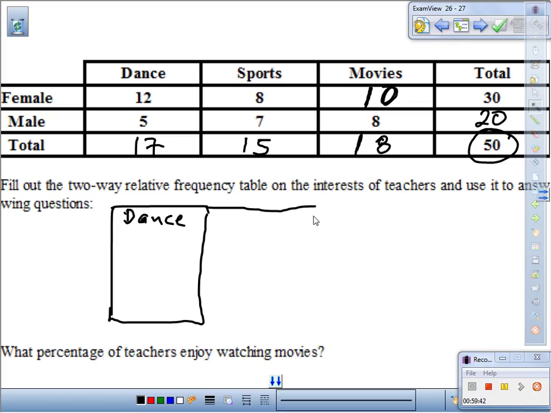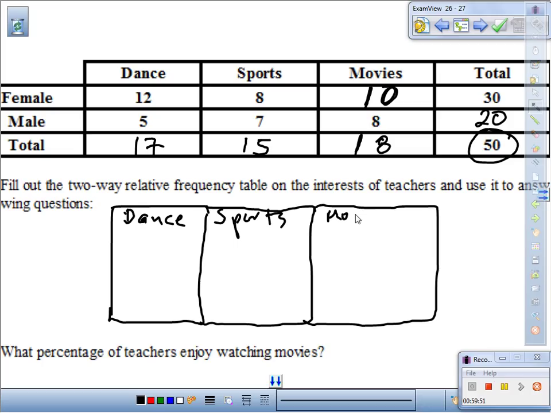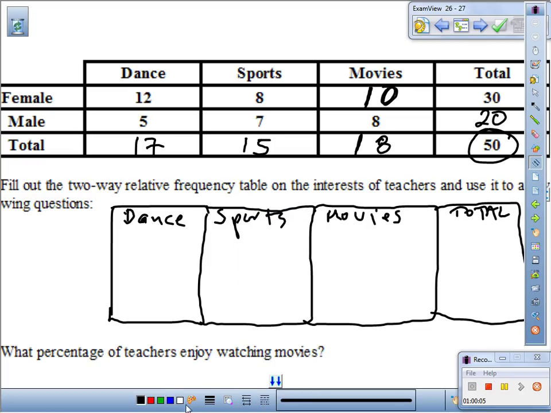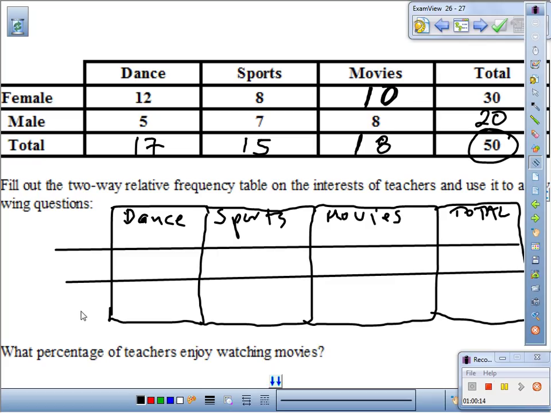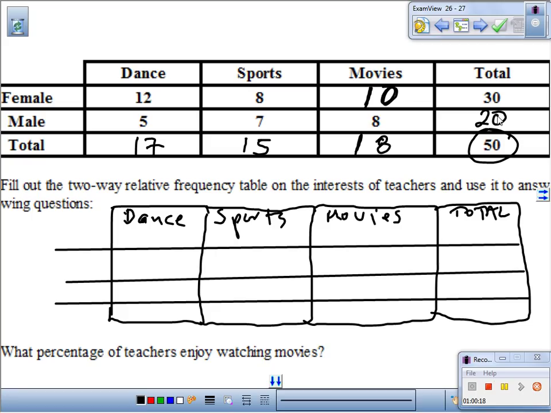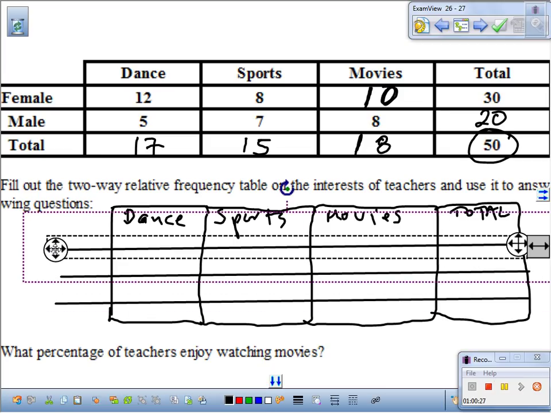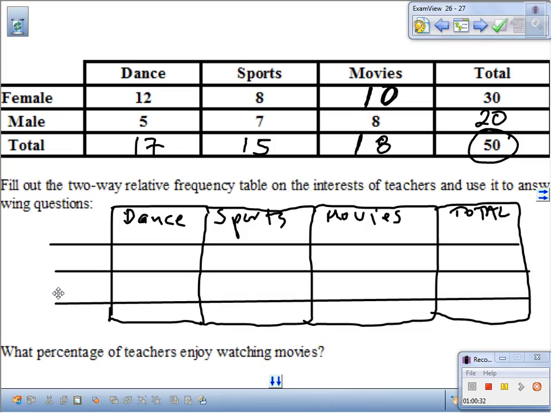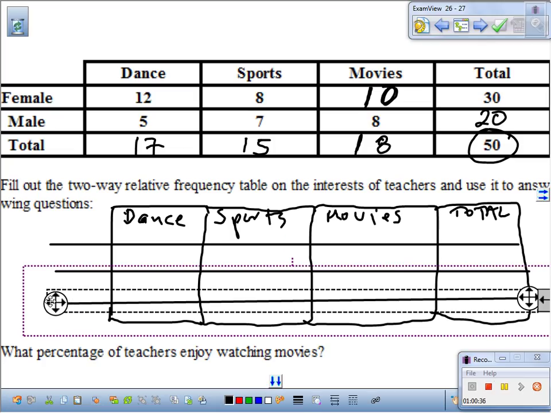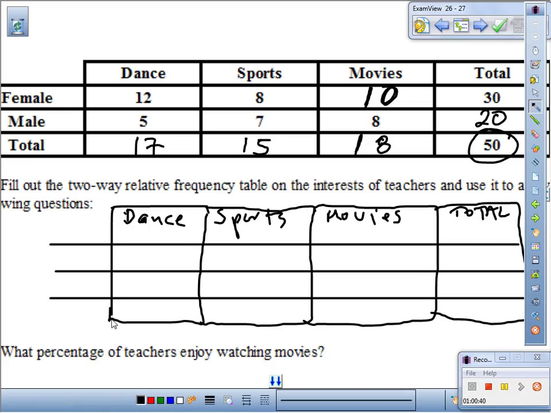Dance, sports, movies, total. Female, male, total.